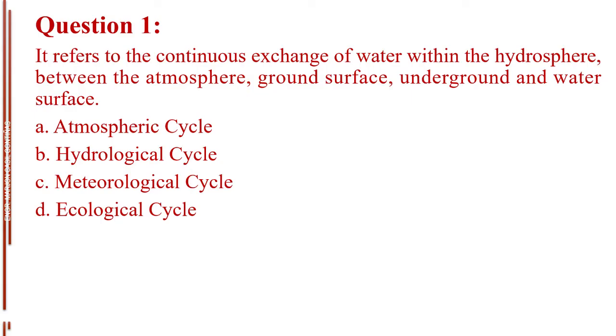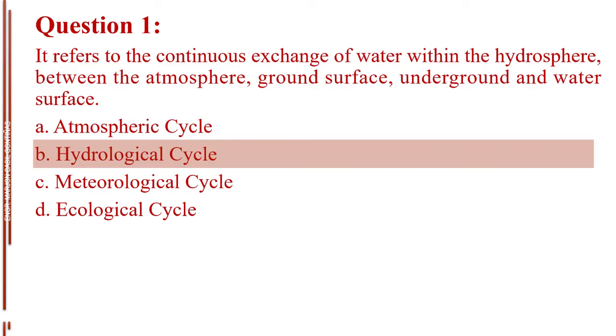Question number 1. It refers to the continuous exchange of water within the hydrosphere, between the atmosphere, ground surface, underground and water surface. Letter A, atmospheric cycle. Letter B, hydrological cycle. Letter C, meteorological cycle. Letter D, ecological cycle. The answer is letter B, hydrological cycle.